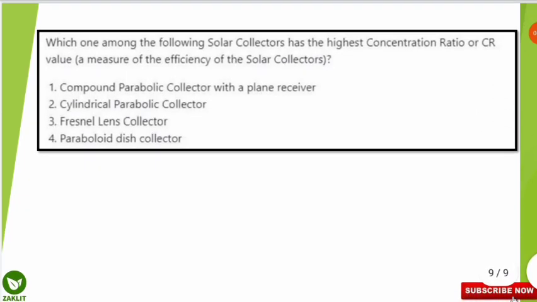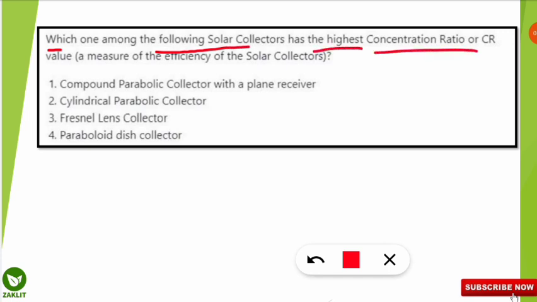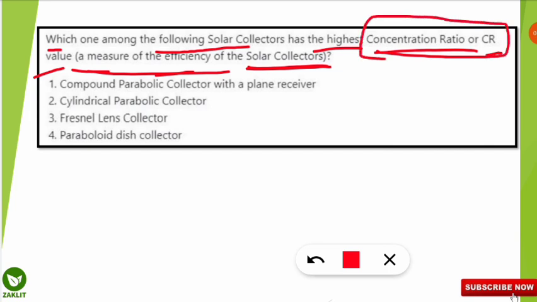The next question comes from the solar collectors used in solar plants. Now let's read the question. The question was: which one among the following solar collectors has the highest concentration ratio or CR value, which is a measure of the efficiency of the solar collector. Questions can also be asked as to which is a measure of the efficiency of solar collectors. The answer will be concentration ratio or CR value. So this is also important. Note down all these terms.